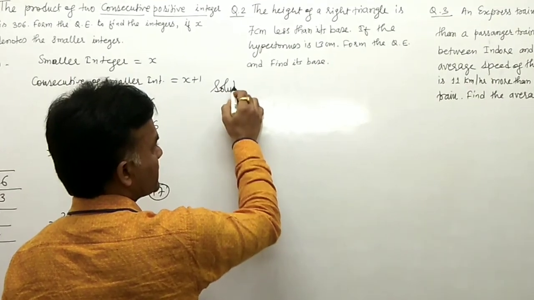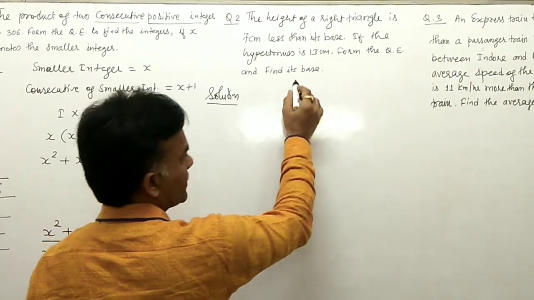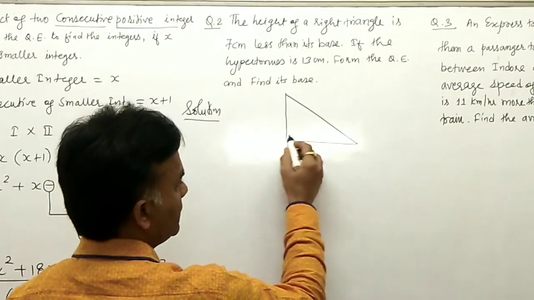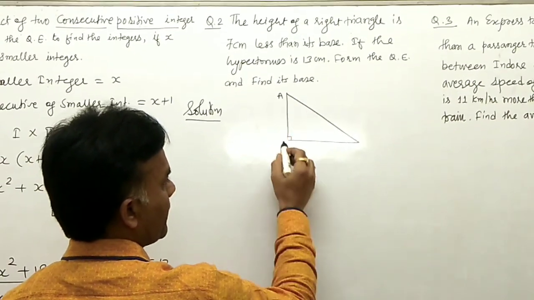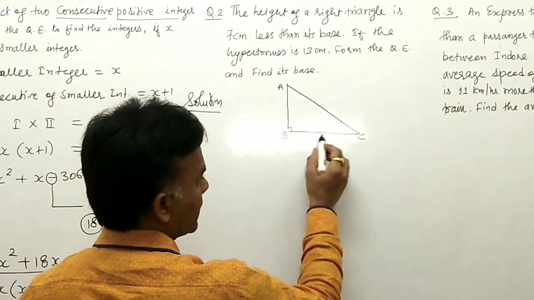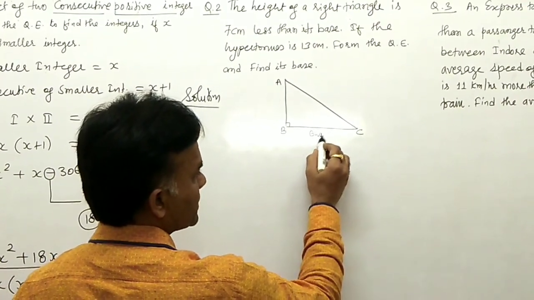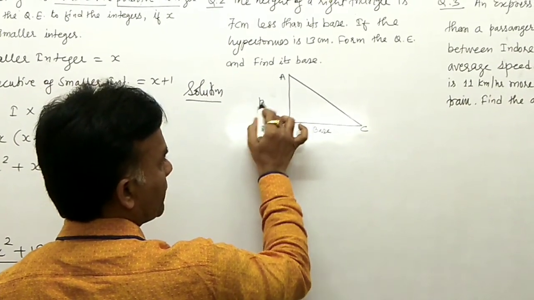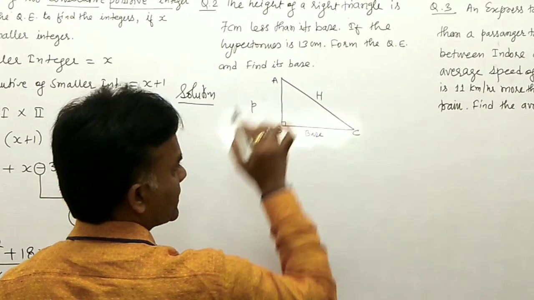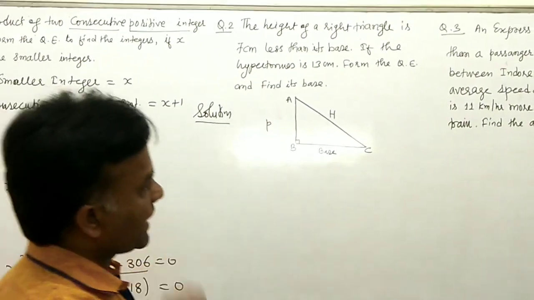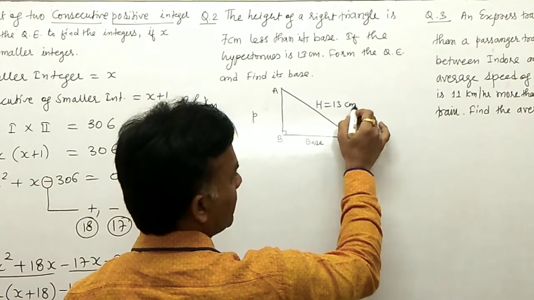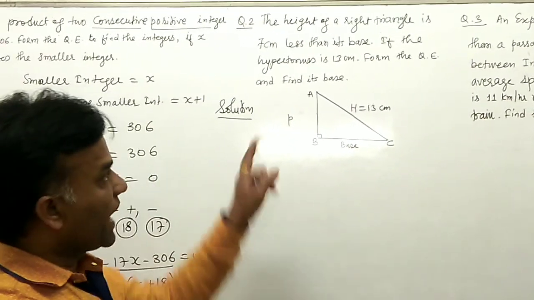Okay, so now here we first draw the figure because we don't know which side is the base and which is the height. So first we draw the right angle triangle and denote the vertices A, B and C. We know that this is the base, and the height we denote by P, and the hypotenuse you know is 13 cm. That is directly given, so you directly put it here, because we don't know the height.